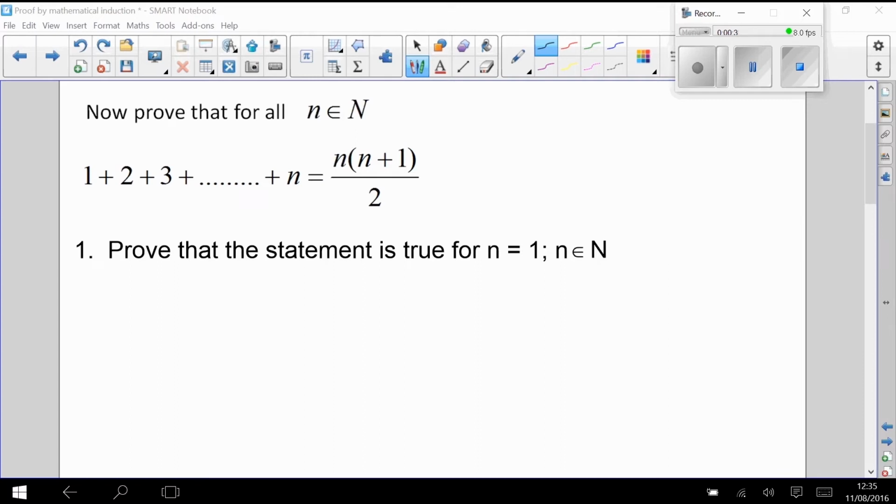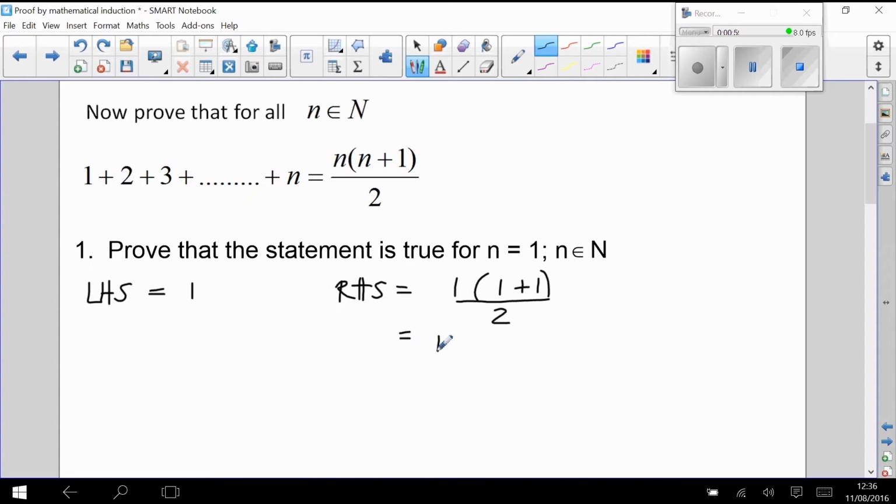If we're going to do this, we have to prove it for the left-hand side and for the right-hand side of the statement. On the left-hand side, if n is equal to 1, then my answer is 1. On the right-hand side, if n is equal to 1, then I'm going to get 1, all times by 1 plus 1, and then all divided by 2. 1 plus 1 is 2, 2 times 1 is still 2, and 2 divided by 2 is 1. In other words, we have proven the statement true when n is equal to 1.